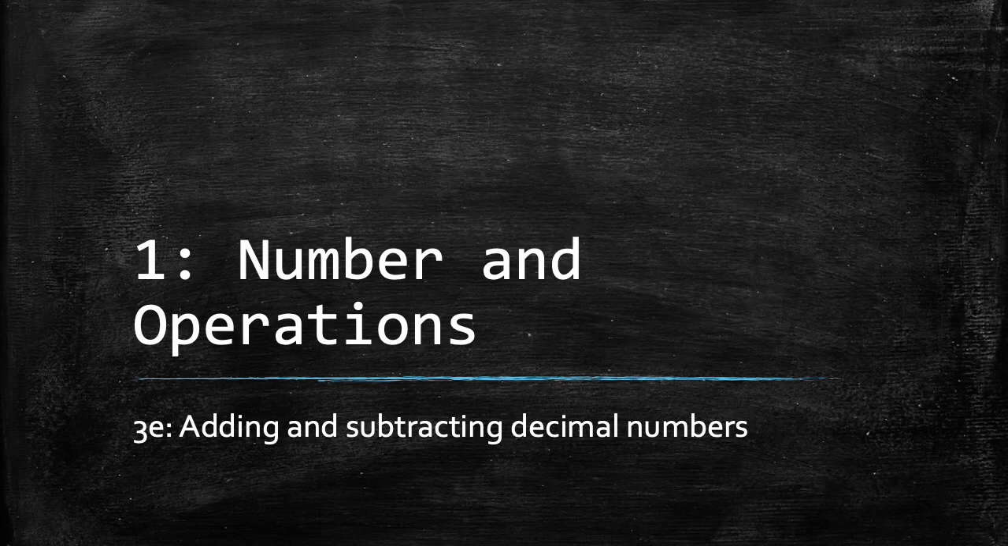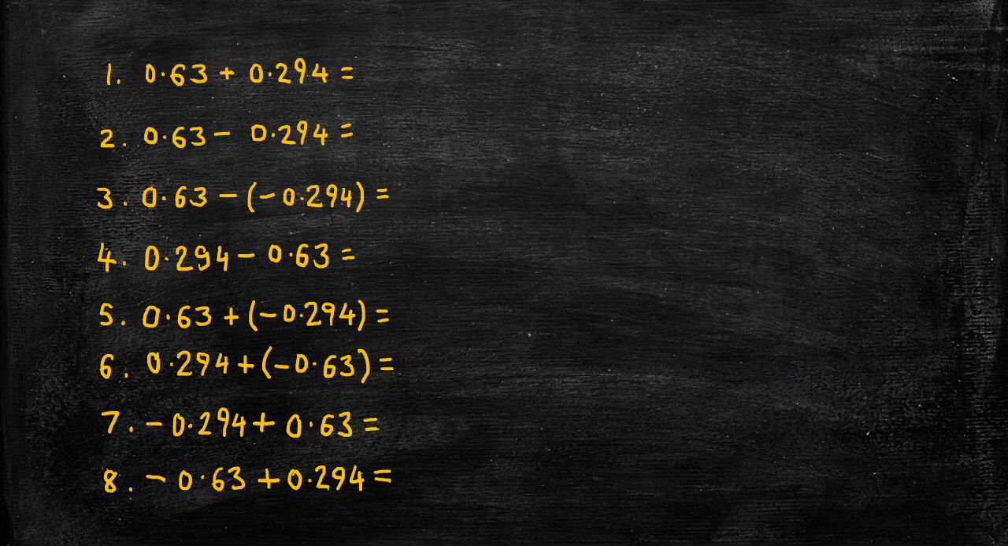Here's some tips on adding and subtracting decimal numbers. Let's begin with 0.63 plus 0.294. So I'll start by writing my numbers one above the other, making sure that I'm lining up my place values, and I'll fill in any zeros to equalize the length of the decimal numbers.